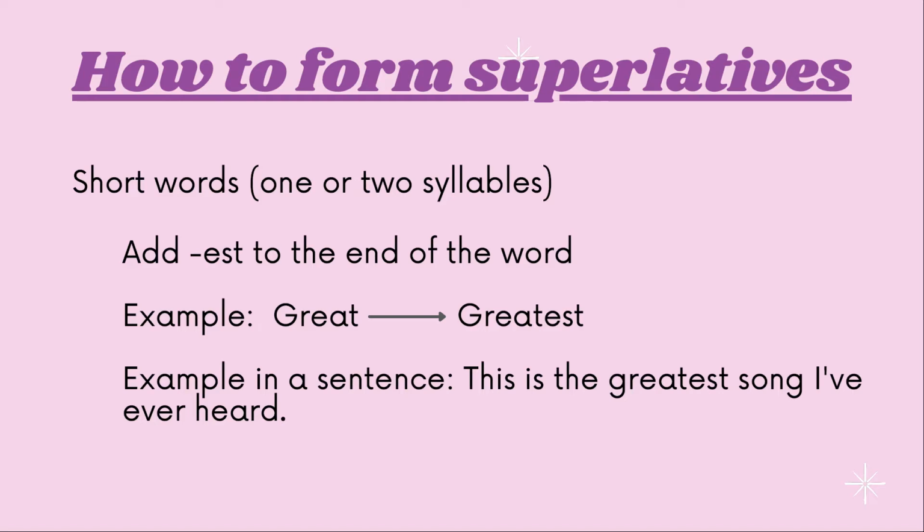As with comparatives, there are different ways with short words and with longer words. So for short words, those that are one or two syllables long, you add est to the end of the word. So great becomes greatest. The example of this in a sentence would be, this is the greatest song I've ever heard.